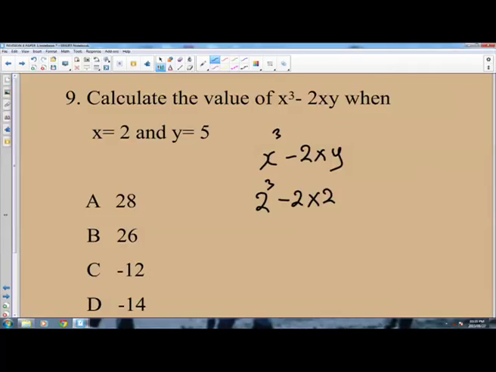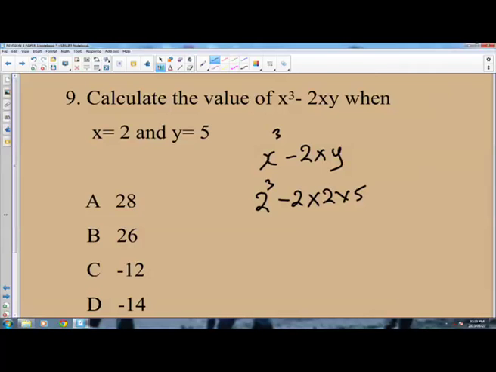So everywhere you find x, you substitute 2. So this will be minus 2 times 2 times y. And then what is y? y is equal to 5. So we now have 2 cubed minus 2 times 2 times 5.